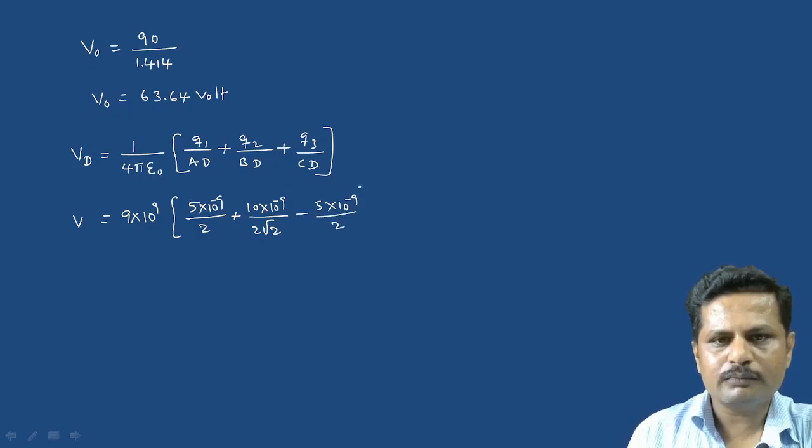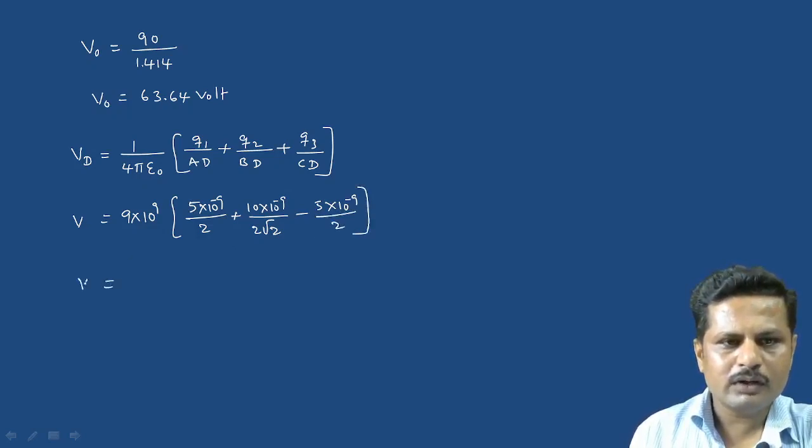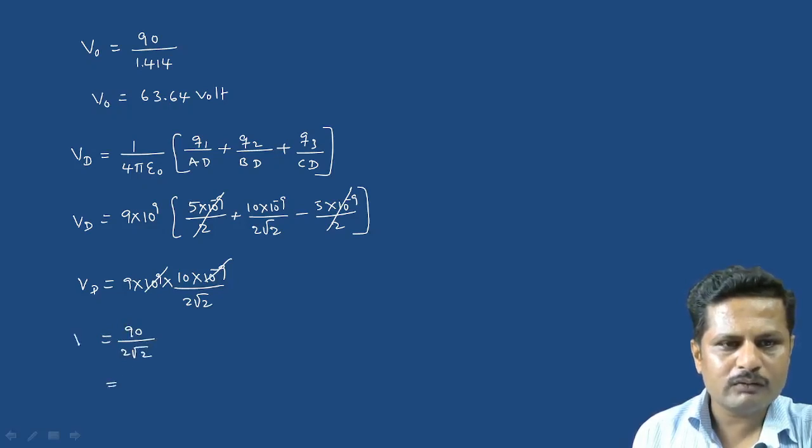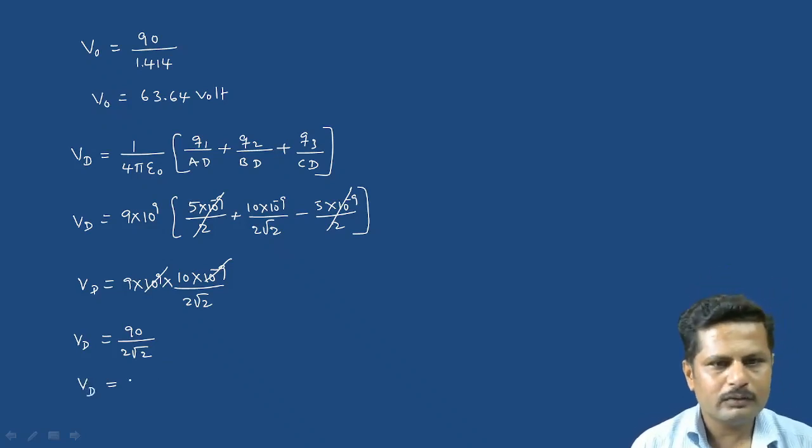equals 2. So VD equals 9 into 10 raised to 9, and here 5 into 10 to the power of minus 9 divided by 2, this is plus and this is minus, so both will get cancelled, and we will have only 10 into 10 raised to minus 9 divided by 2 root 2. The 10 to the power of minus 9 and 10 to the power of plus 9 will get cancelled. We will get 90 divided by 2 root 2, which equals 31.82 volt. This is the potential at D.